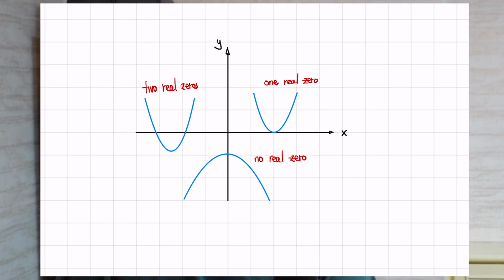And the third situation, which is the one in the middle at the bottom of the graph, this graph actually doesn't touch the x-axis at all, which means it has no real solution. In fact, it does have two solutions, but these solutions are complex numbers, so we don't discuss complex numbers in this lesson right now.